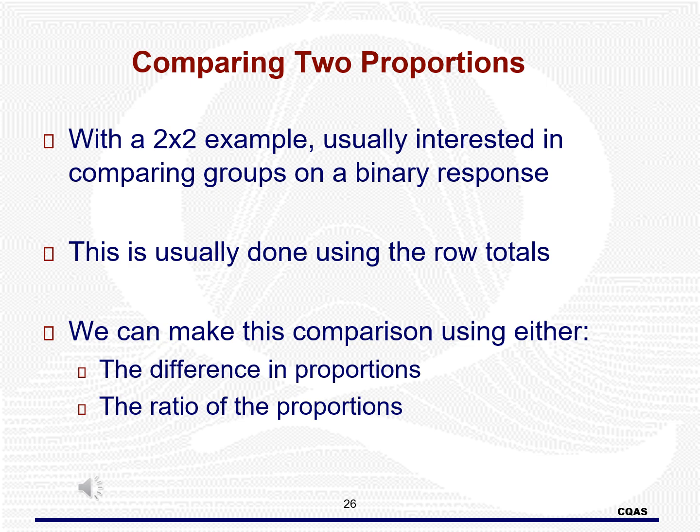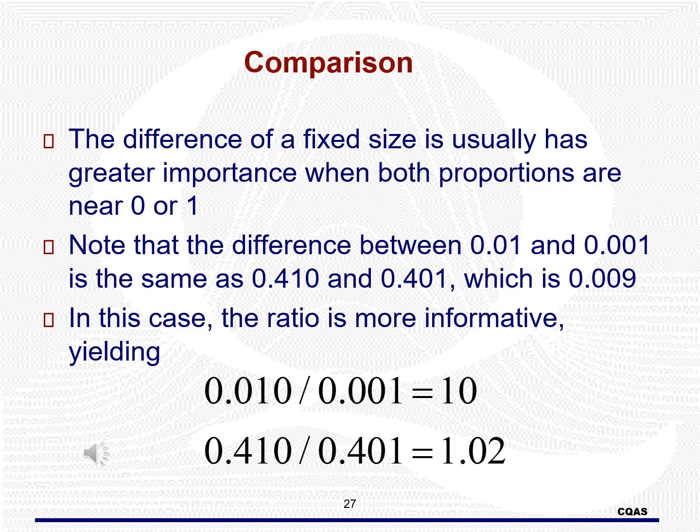We will usually accomplish this utilizing the row totals. This comparison can be done assessing the difference in proportions or the ratio of the proportions. Usually the difference has more meaning when the proportions are near 0 or 1. Let's look at an example.